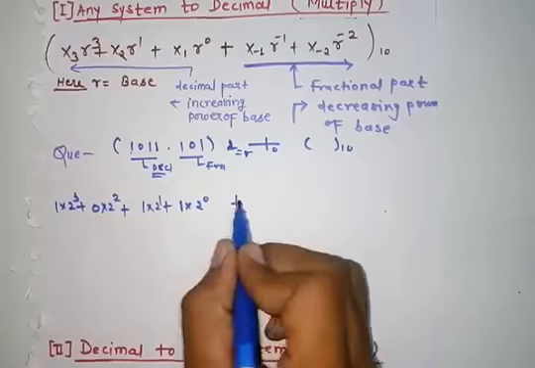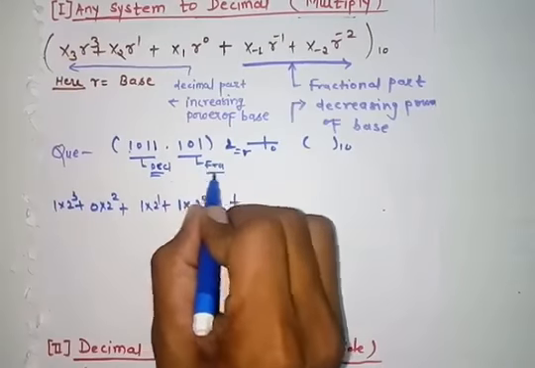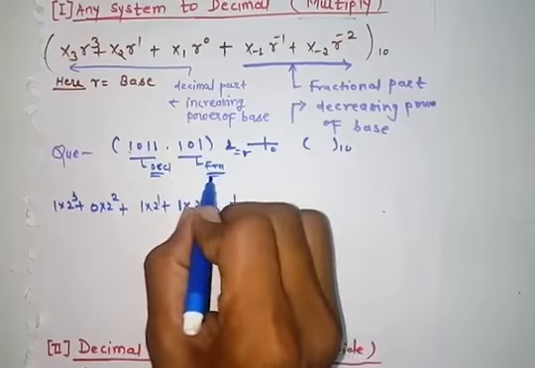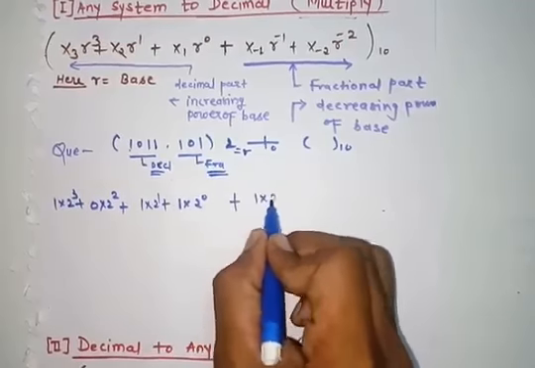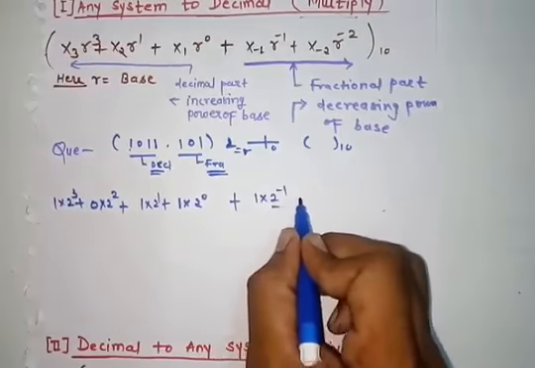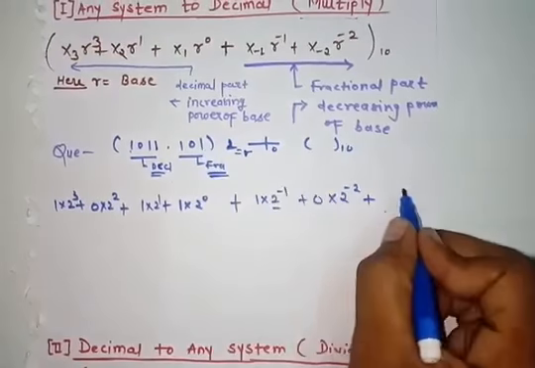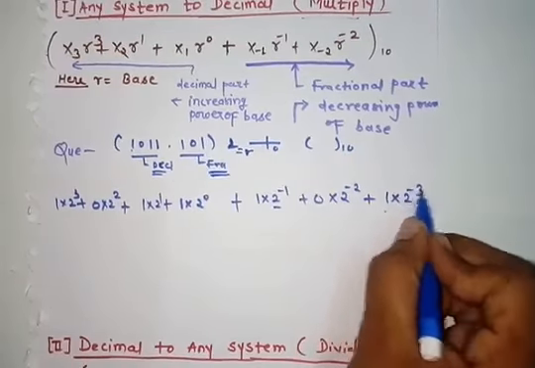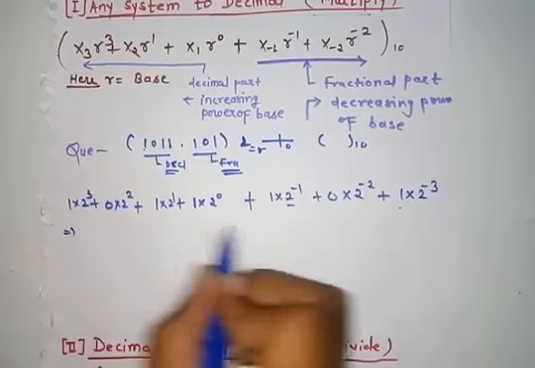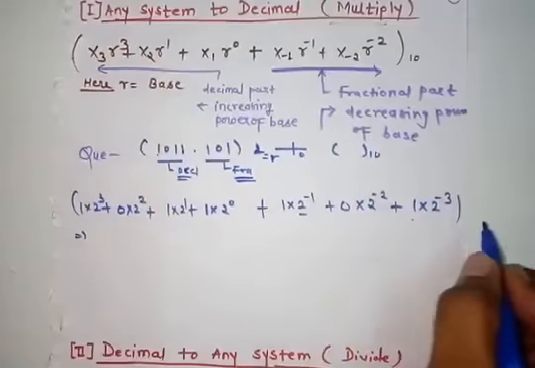Okay, then plus, after this fraction part, how can we calculate this fraction part? 1 into 2 to the power minus 1, in decreasing order of base, plus 0 into 2 to the power minus 2, plus 1 into 2 to the power minus 3. This is how we calculate. Okay, this is base 10.